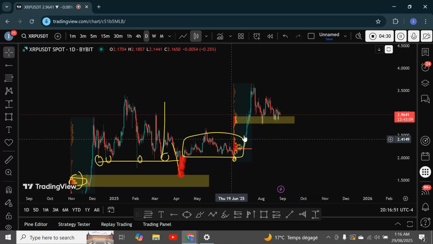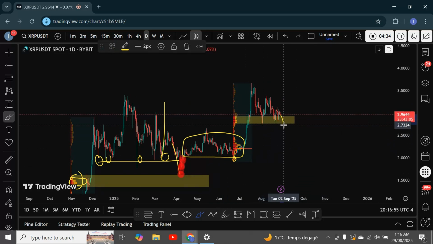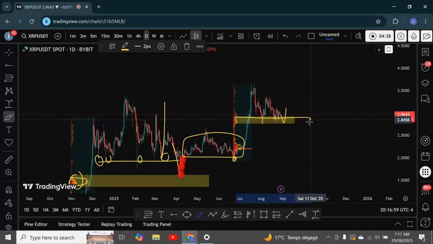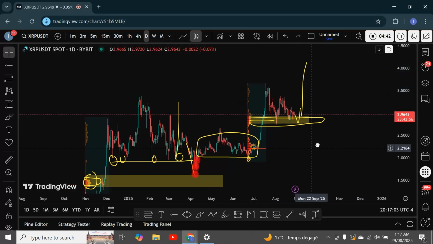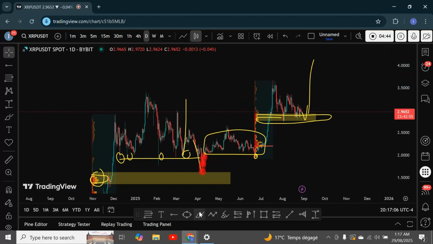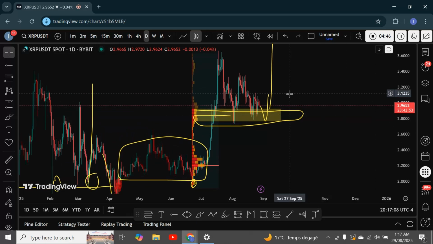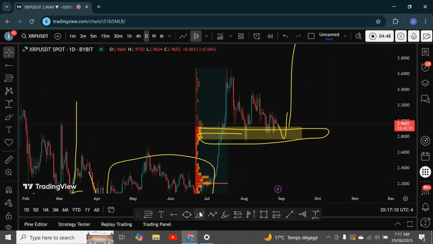So for now, as long as we are here, we can just go a little bit below and come back, it's okay. But as long as we protect that high volume node, we are still bullish to $4. So we don't get here. Look how many setups you can avoid, losing setups.